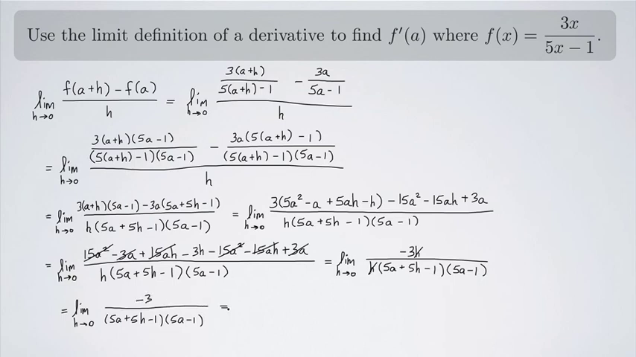And now I'm ready to take the limit. If I let h go to 0, this term disappears, and I just get 5a minus 1 times 5a minus 1, and I have a negative 3 on top. So it's going to be 5a minus 1 squared down here, and I'm going to have a negative 3 on top. And so I get negative 3 divided by 5a minus 1 squared. And that's the same thing that we had before.